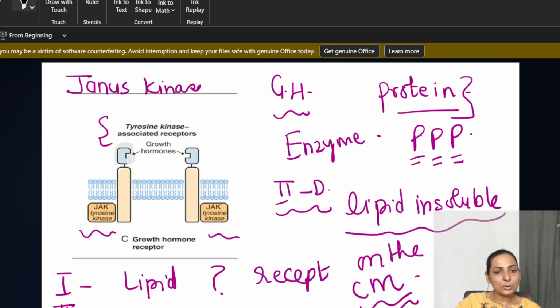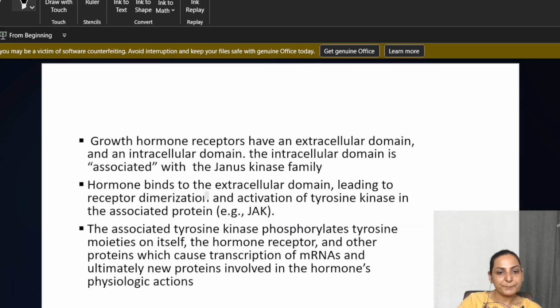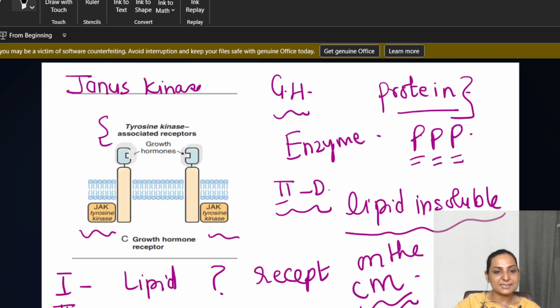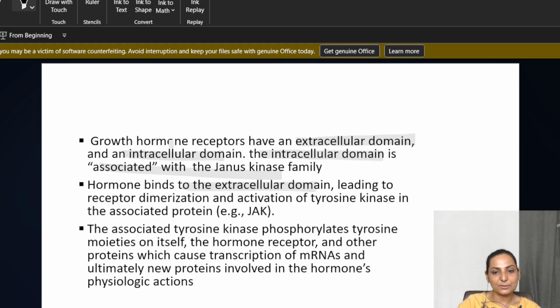Now you have seen that this is the growth hormone, which is binding to an extracellular site, and this is an integral kind of protein. So the growth hormone receptor has an extracellular domain and an intracellular domain, and we can see that the intracellular domain is associated with your Janus kinase. So the hormone is going to bind on the extracellular domain. See, this is the hormone which is binding on the extracellular domain. As soon as it binds, it leads to receptor dimerization and activation of the tyrosine kinase in the associated protein.